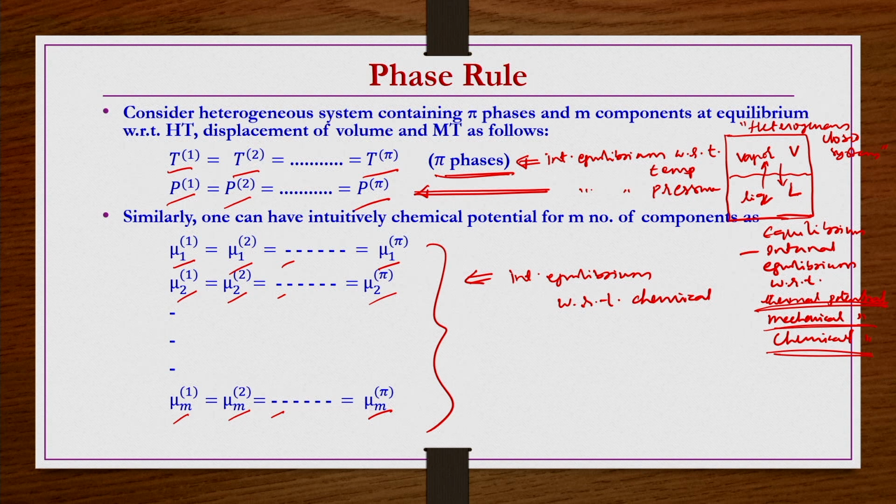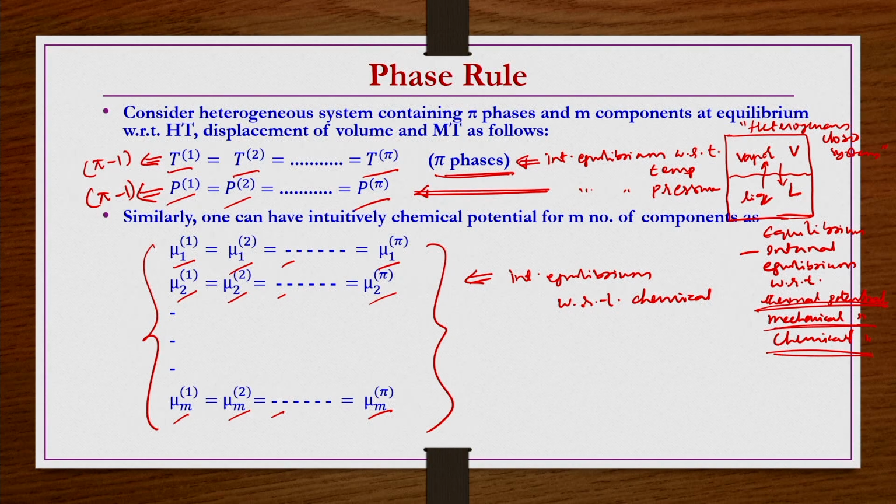Okay. So, now how many relations are there here? With pi number of phases, we can say pi minus 1 relations are there for the heat transfer part. Similarly, pi minus 1 relations are there for the mechanical equilibrium part. And for the chemical potential, or internal equilibrium with respect to mass transfer, there are m number of components and pi minus 1 relations for each component. So, how many relations are there totally?